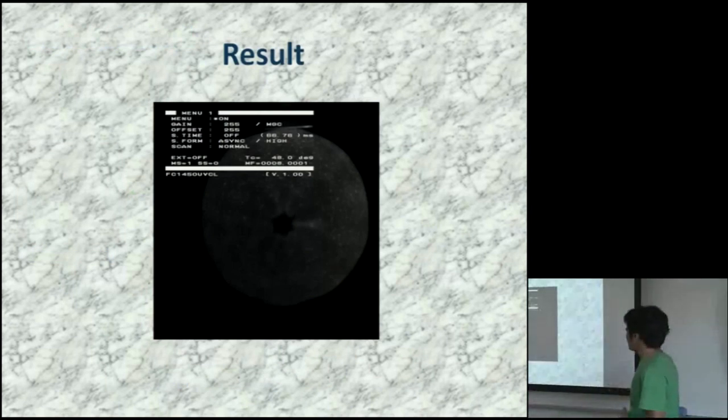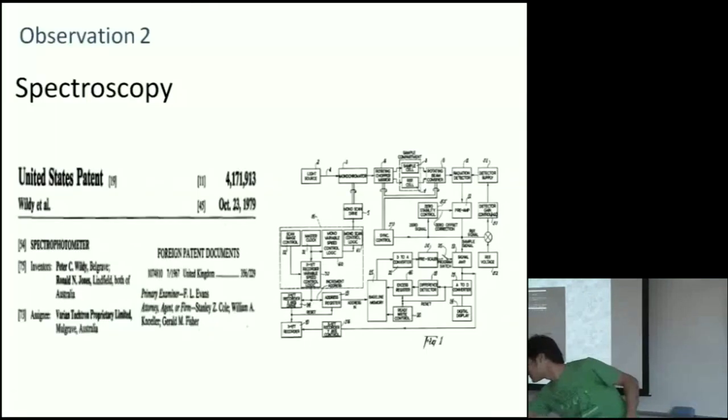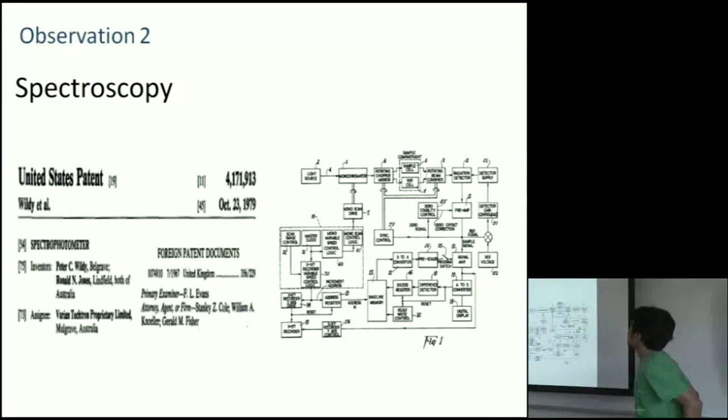This is the result. Based on this result, I wanted to measure UV by UV visible spectroscopy. This is my second observation, which uses double beam spectroscopy.